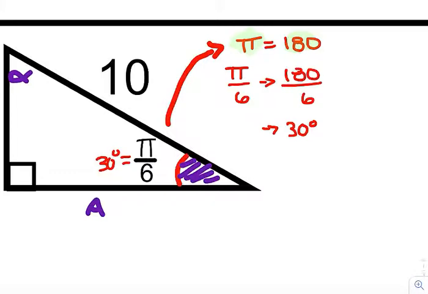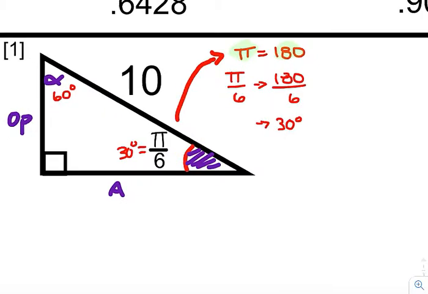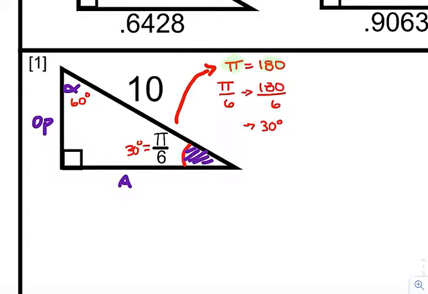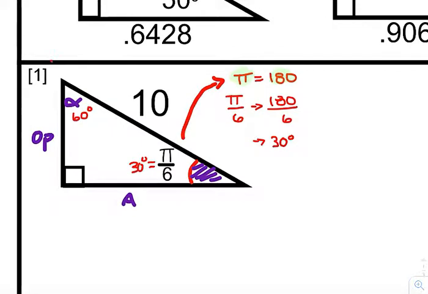Now, right away we can tell the value of alpha. This is going to have to be 60 degrees. And so we're one third of the way done with our work. We know that the other angle, alpha, is going to be 60 degrees.